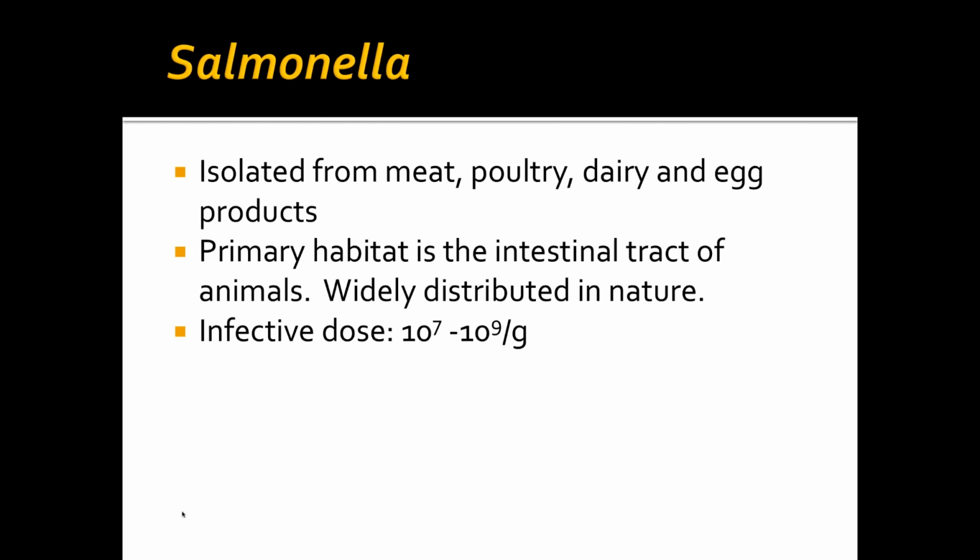So Salmonella, probably the most common. It's the one that causes the most deaths, the one that causes the most hospitalizations. There's a couple thousand types of it. Some are more dangerous than others. There's probably not an animal you can't find it with. It's out in nature. Infective dose, 10 to the 7th, which is 10 million, to 10 to the 9th, which is 1 and 9 zeros, or a billion per gram.